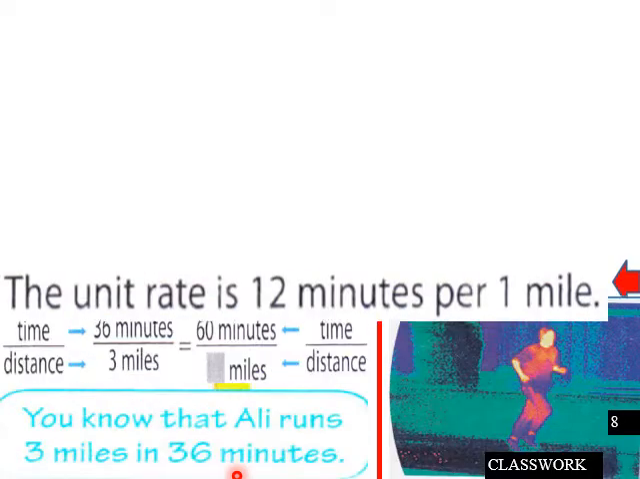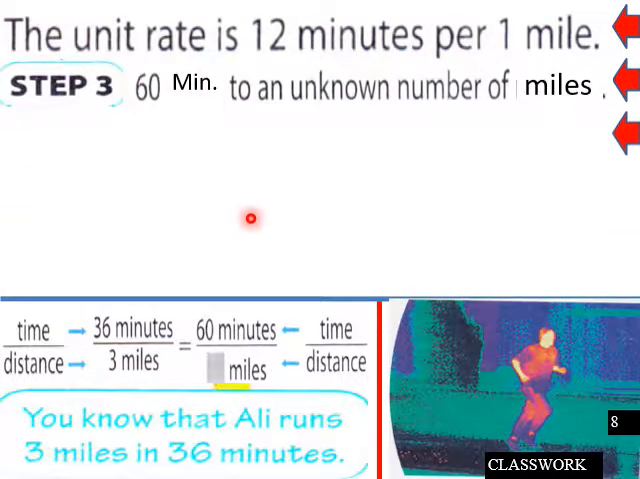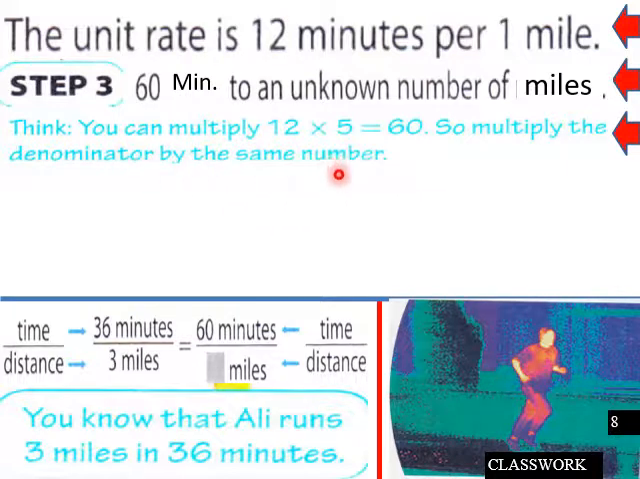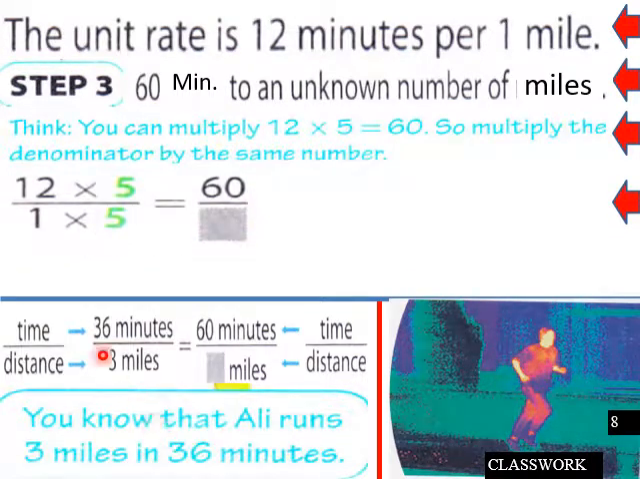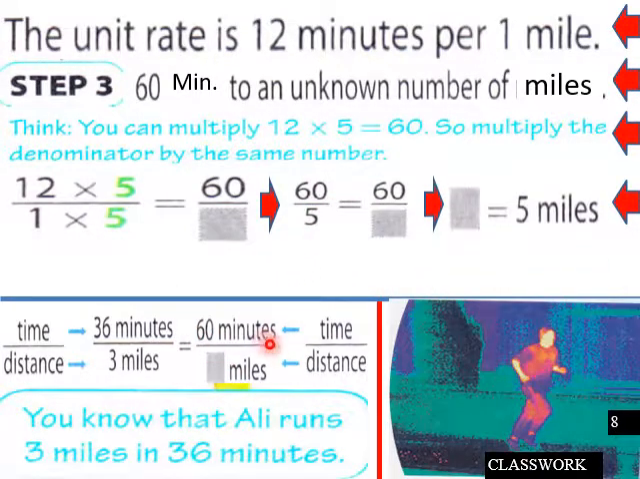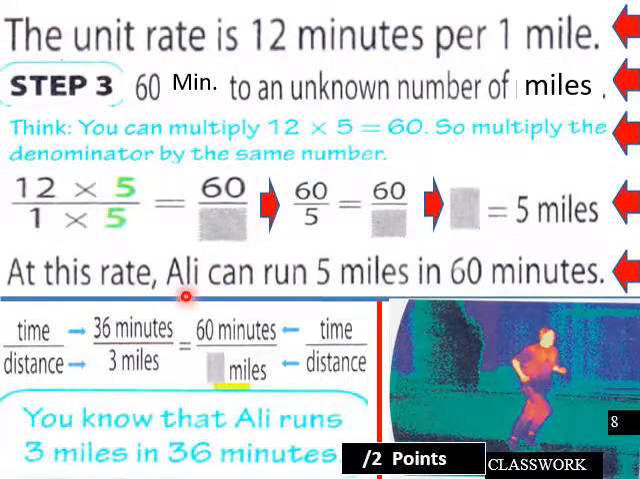That gives us a rate there. The unit rate is 12 minutes per mile. So in this situation, 60 minutes to an unknown number of miles. You can multiply 12 times 5 equals 60. So multiply the denominator by the same number. So 5 times 12 over 5 times 1. That would give us 60 over 5, which would be 5 miles. So in 60 minutes, Ali can run 5 miles. That would be one way of doing that proportion.